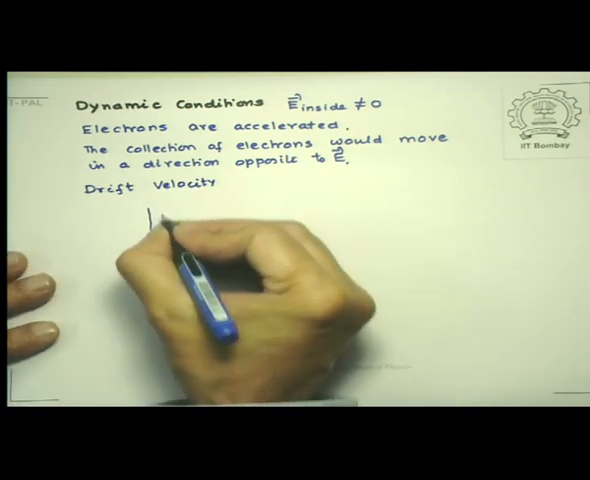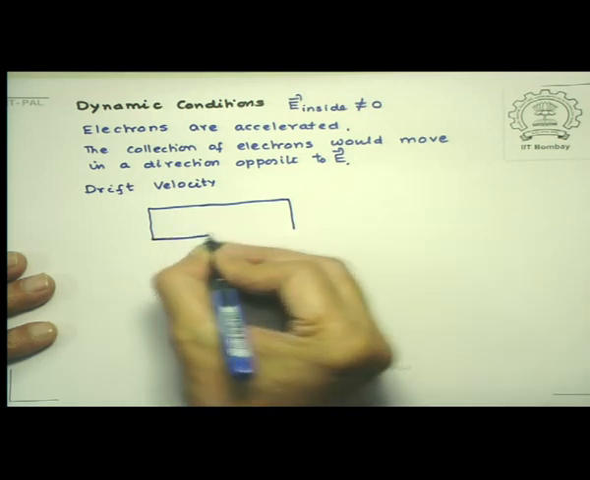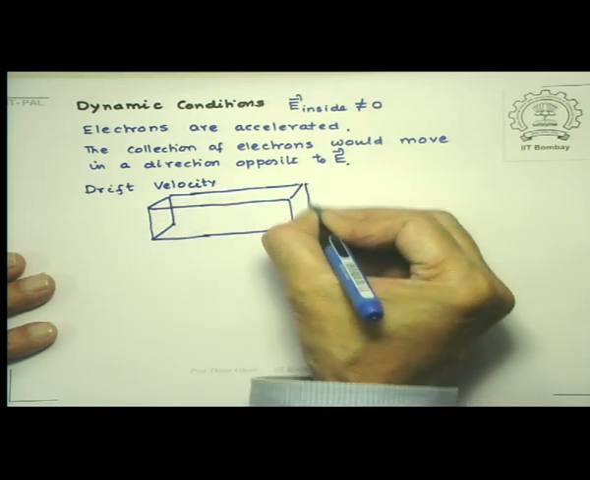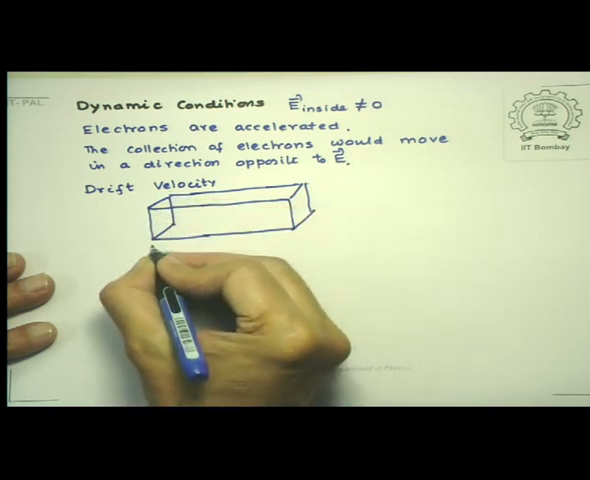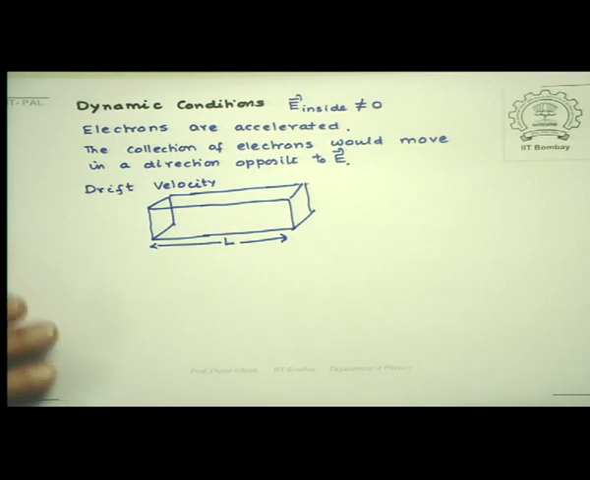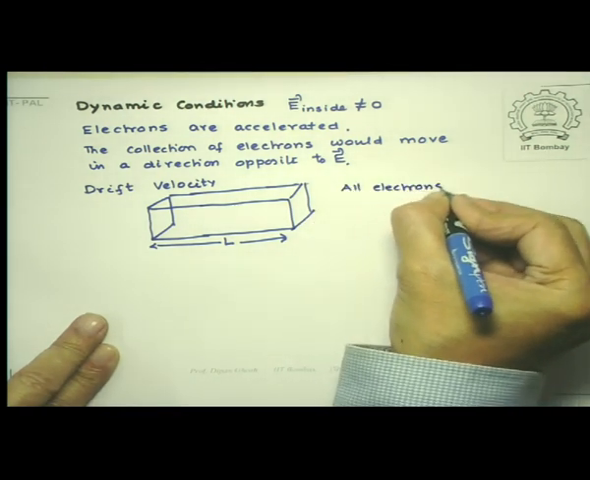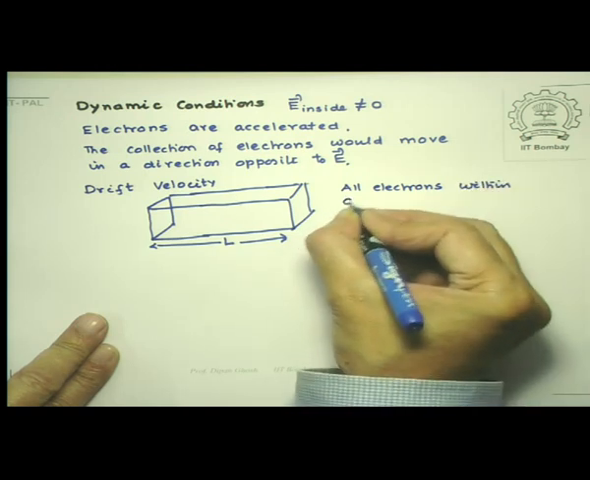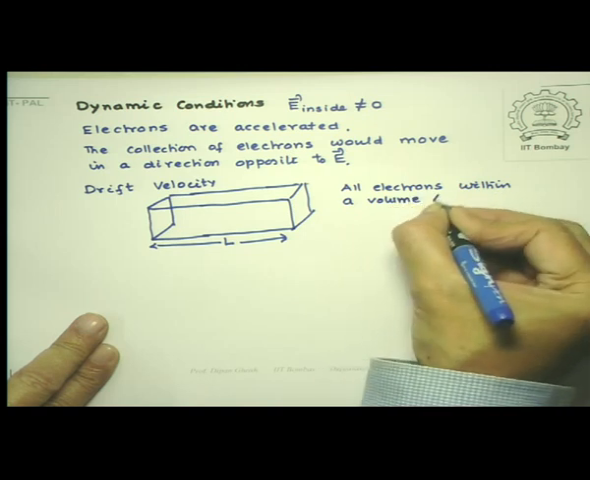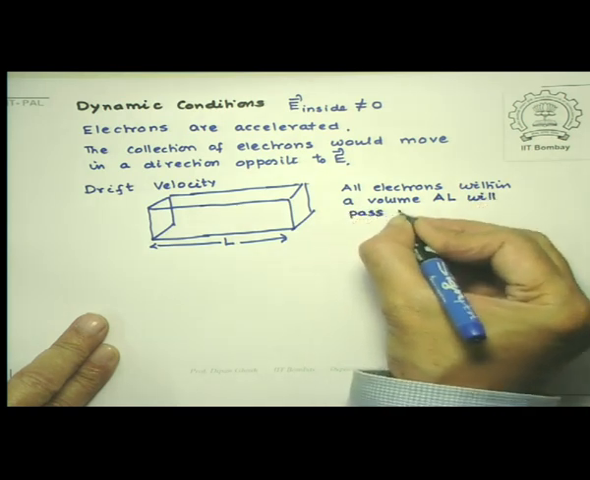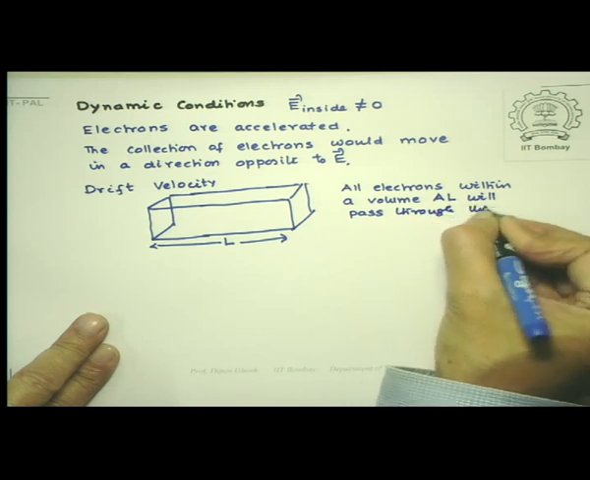Let us return back to this picture, and I assume that I am considering a parallelepiped with a cross-sectional area A and length L. What we are saying is this: all the electrons which are within a volume A times L will pass through the right face.